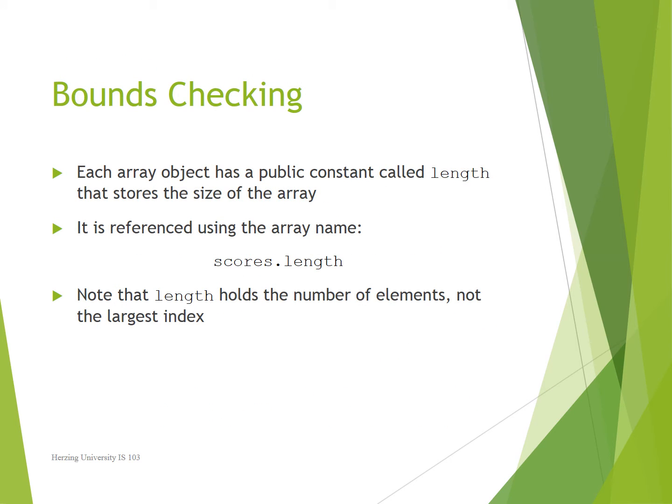Each array object has a public constant called length that stores the size of the array. It is referenced using the array name, scores.length. Note that length holds the number of elements, not the largest index.